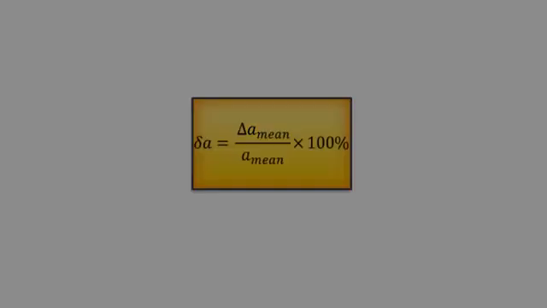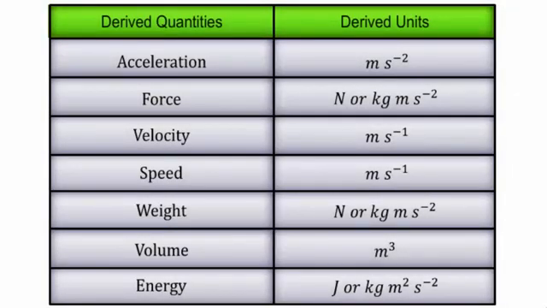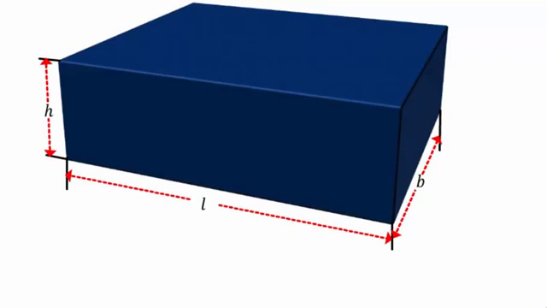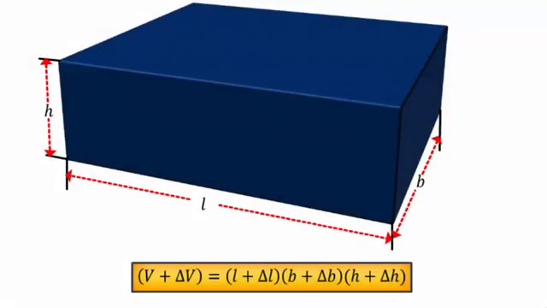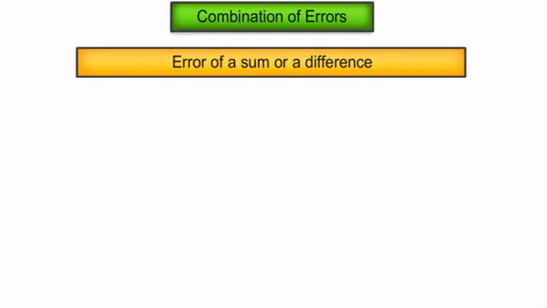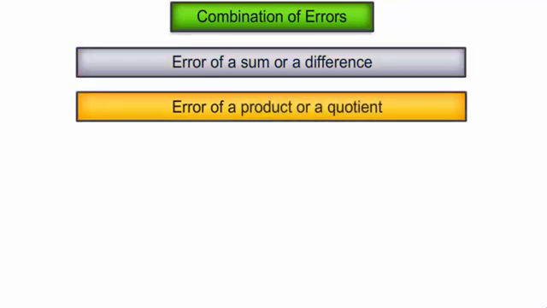When a quantity is derived from more than one measured value, the error in the derived quantity may be a combination of errors in the values from which it is derived. For example, the volume of a cuboid is the product of its length, breadth, and height. If there is an error in measurement in length, breadth, and height, then the error in volume will reflect the combined effect of all three errors due to mathematical operations. Some common combination errors are error of a sum or a difference, error of a product or a quotient, or error in case of a measured quantity raised to a power.